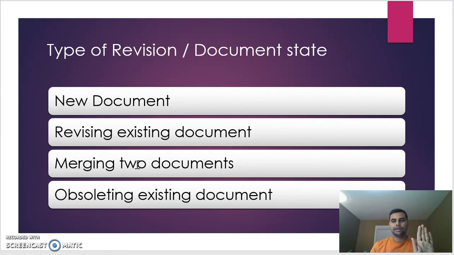Sometimes A document and B document are merging, but B is coming completely inside A. So the A document number remains the same, however B goes out of existence. Obsoleting a document means we don't need this document anymore, and hence we can obsolete or get rid of it, cancel the existence of this document.